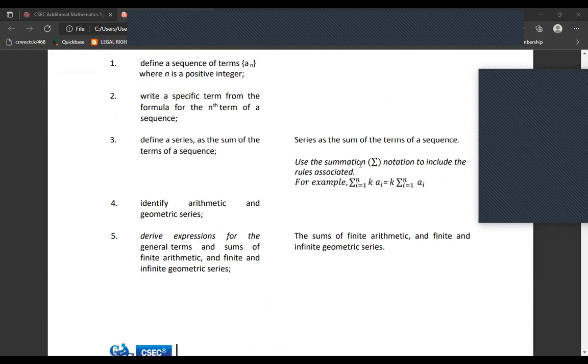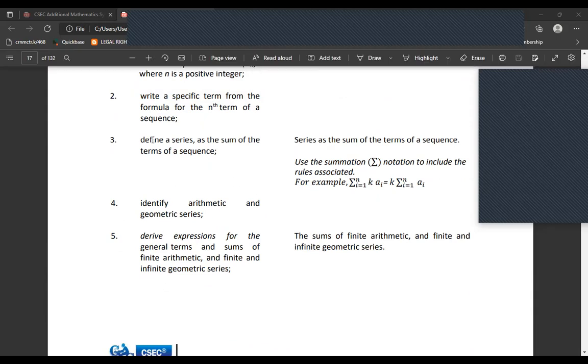you need to know how to read sigma notation, right? Maybe another class, but the rest, I plan to cover it today with the past papers as well. So let's start.